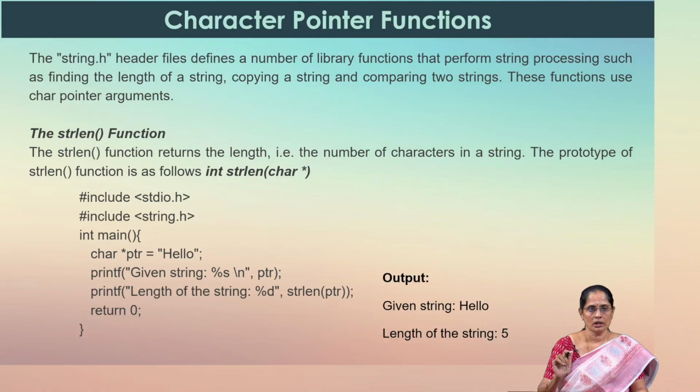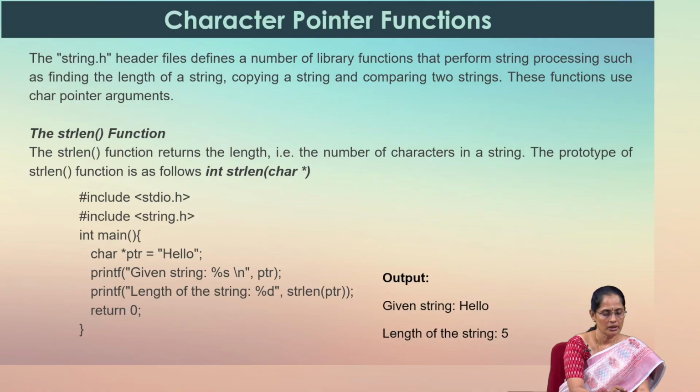Now, we will look into the character pointer functions. Generally, the string.h header file has the library functions with respect to string processing. The very basic and common string handling functions include strlen, which is used to find the length of a string. Now, we can write our own user defined function instead of using the library function, and imitate what the library function does using pointers.